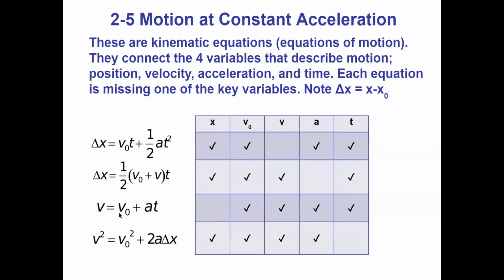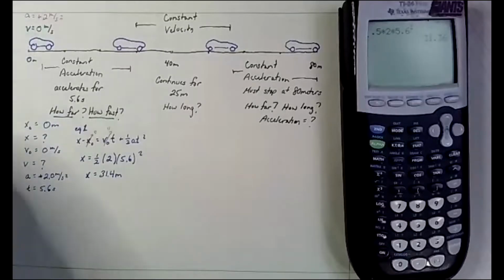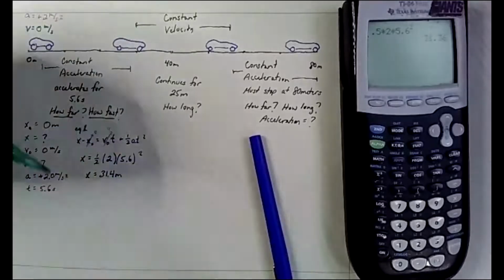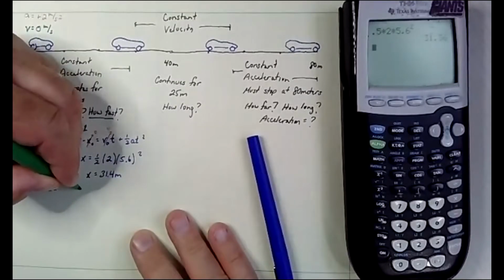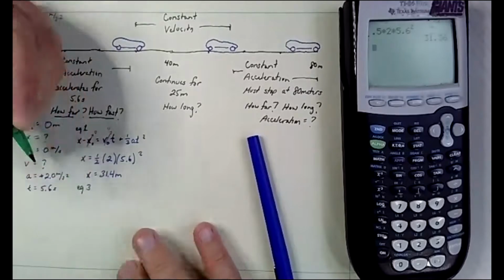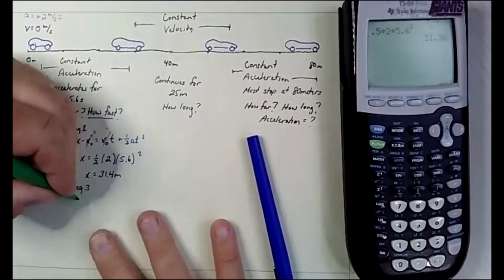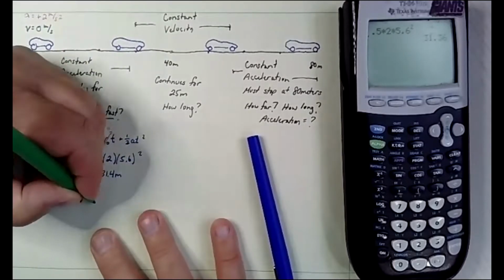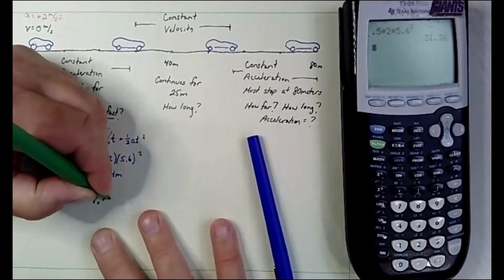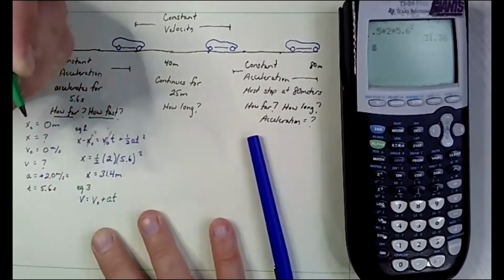And this one looks like it's going to work. I know the initial velocity is 0 and the acceleration is 2, and I know the time, so this should give me the answer directly. So we'll use equation number 3. So for this question, we're going to go EQ3. Velocity equals initial velocity plus acceleration times time.